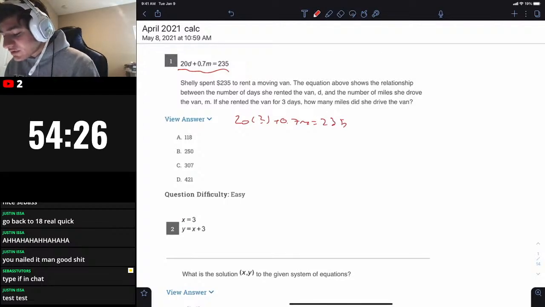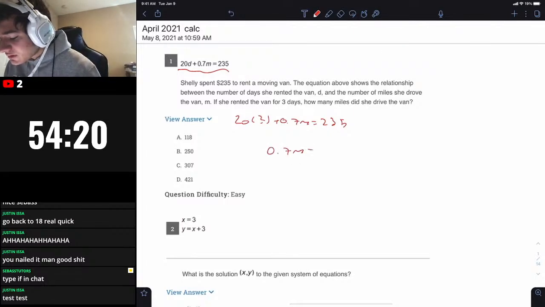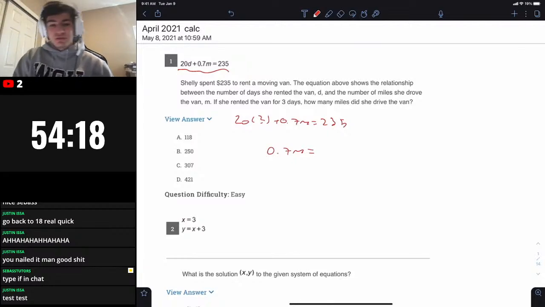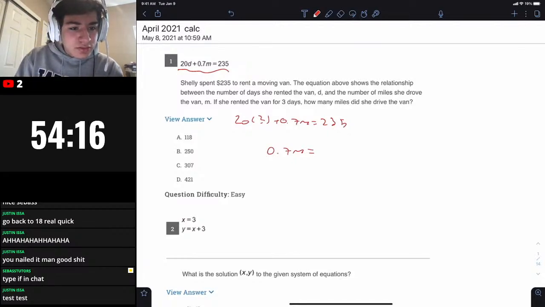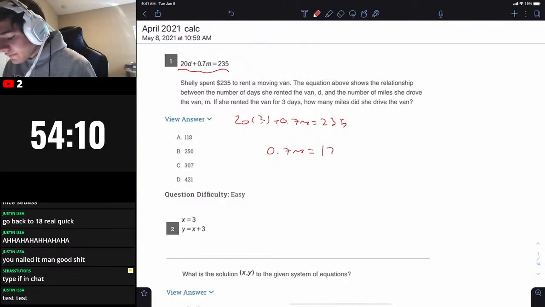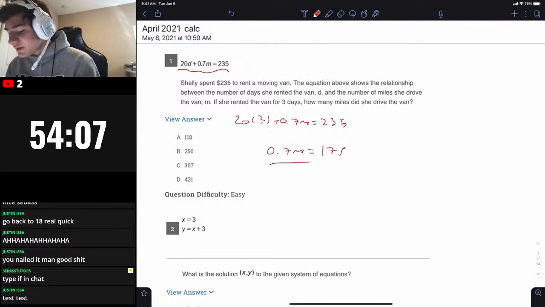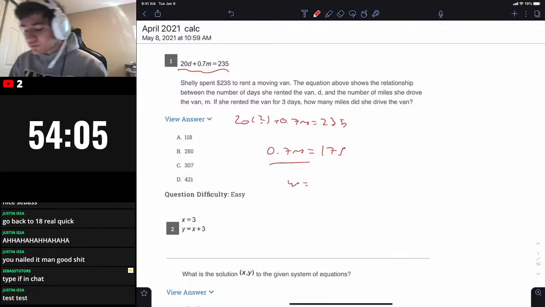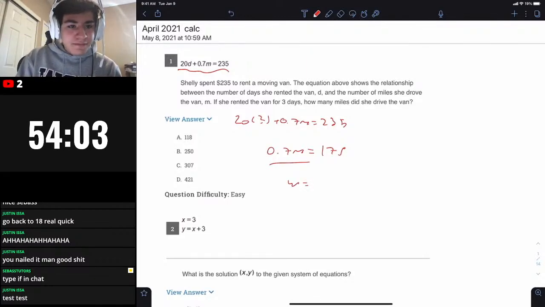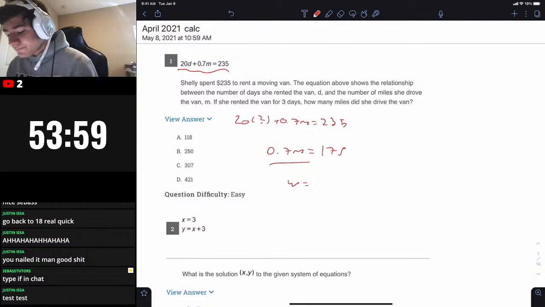Subtract 60 from both sides, so we get 0.7M equals 235 minus 60. 235 minus 60 is 175. Divide both sides by 0.7, so we get M equals 175 divided by 0.7, which is 250.